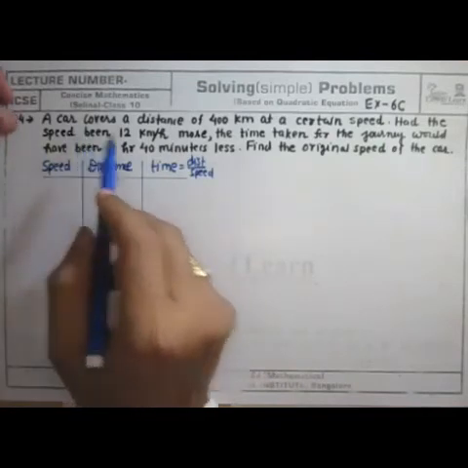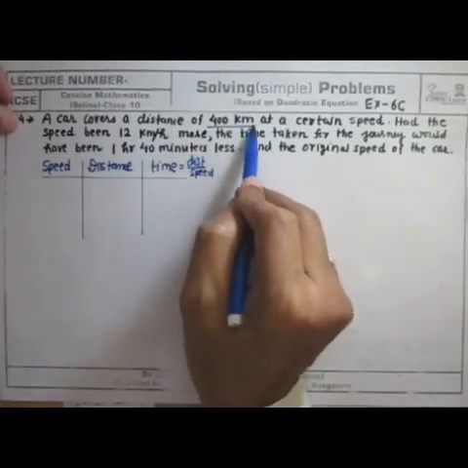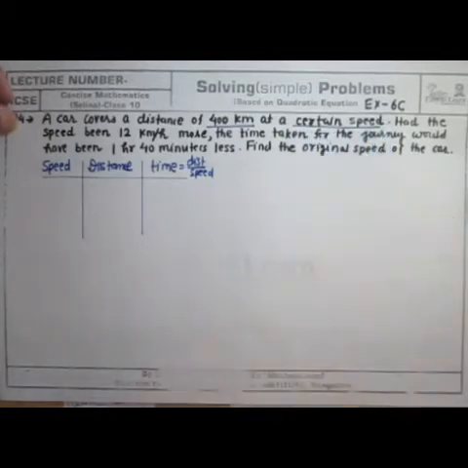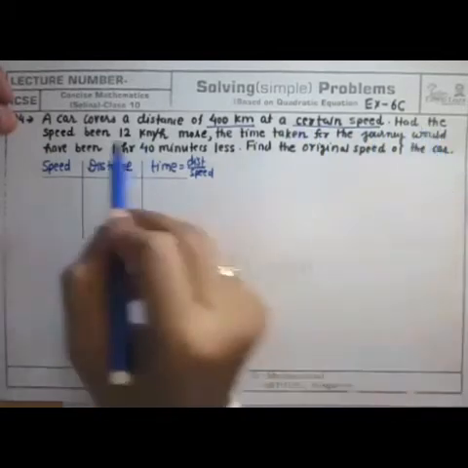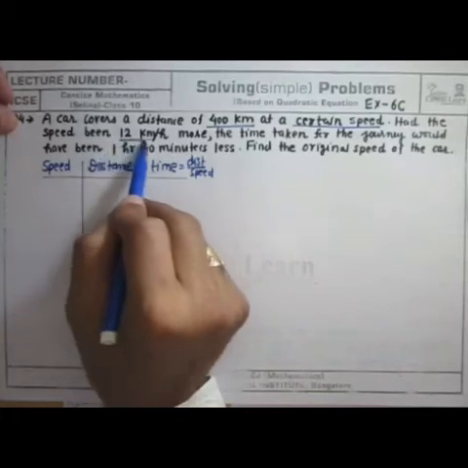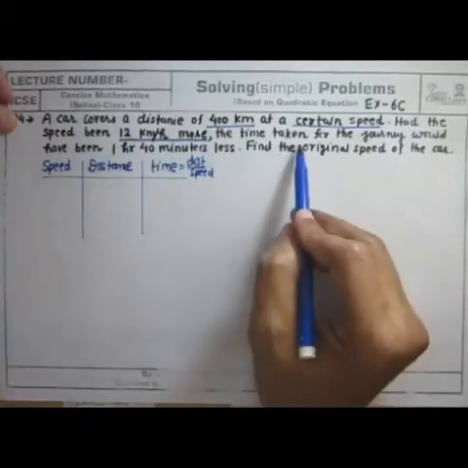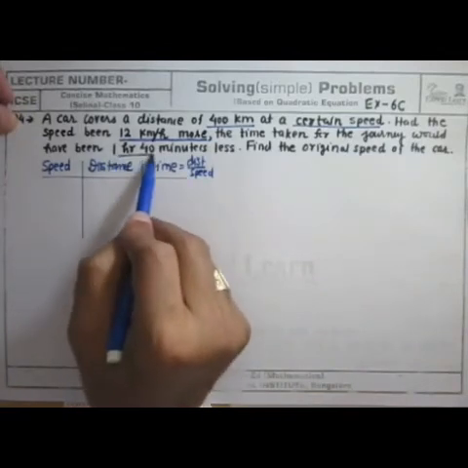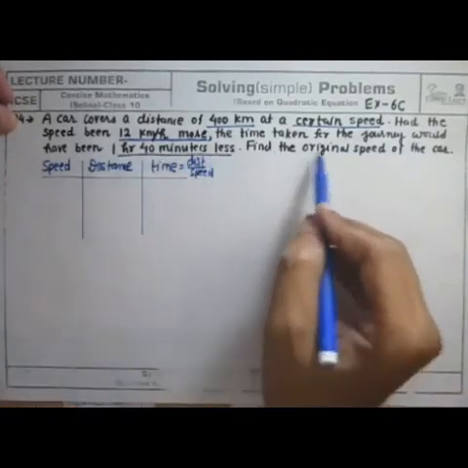Now a car covers a distance of 400 km at a certain speed. We do not know this certain speed. Clear? Had the speed been 12 km per hour more, the time taken by the journey would have been 1 hour 40 minutes less. Find the original speed of the car.